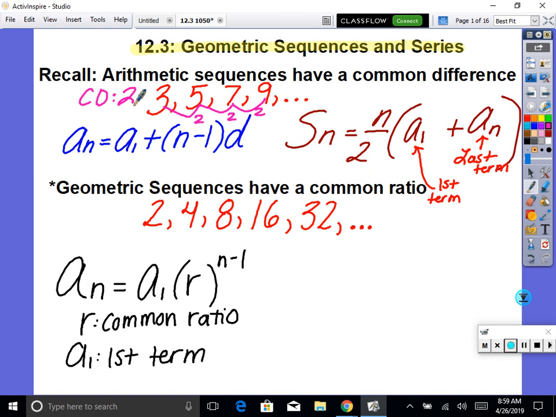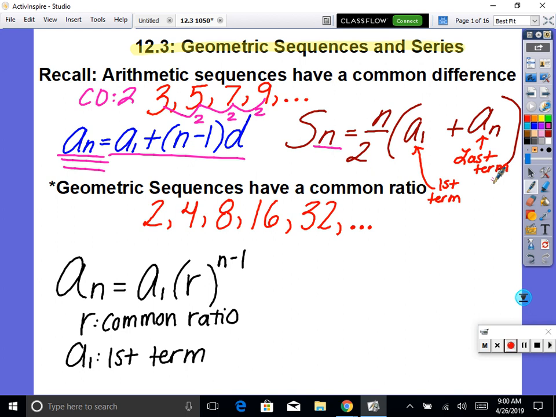Now remember, this was a formula that allowed us to find the nth term, any term in the sequence, right? This formula will always work for arithmetic. And then when we started adding them, we started finding sums. We had to know the number of terms we were summing up. That was n. And it was n over 2 times a sub 1 plus a sub n, where a sub 1 was the first term that you were summing up, and a sub n was the last and final term you were summing up, right?